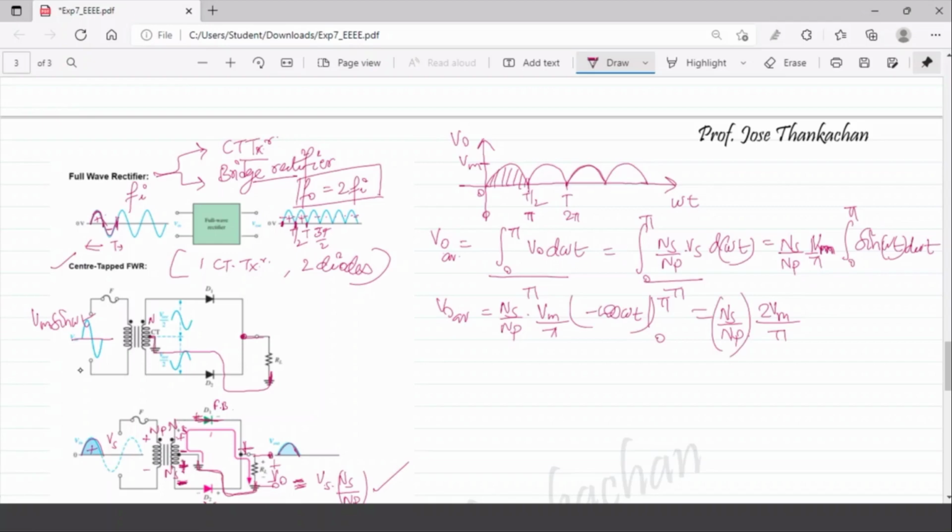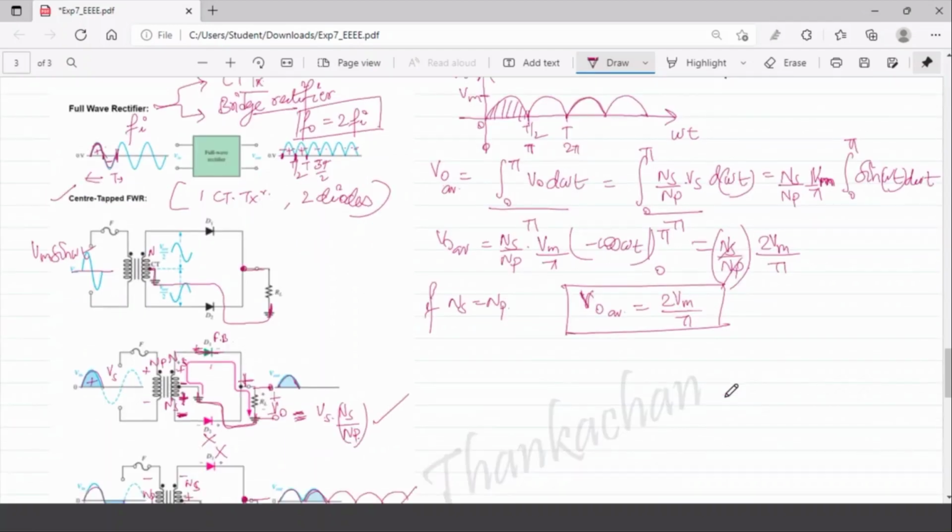Now if let's say you have taken a center tap transformer such that Ns is equal to Np, then this will get cancelled, and you can say that V naught average value comes out to be 2 times Vm divided by pi. And if you compare with the half wave rectifier case, for half wave rectifier we got Vm by pi. Here we have got 2 Vm divided by pi. Right?